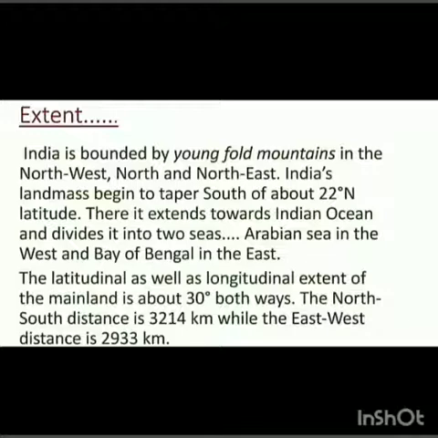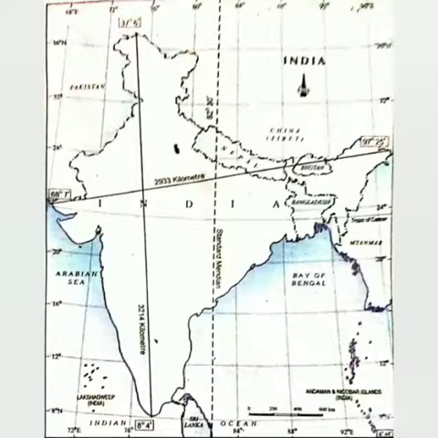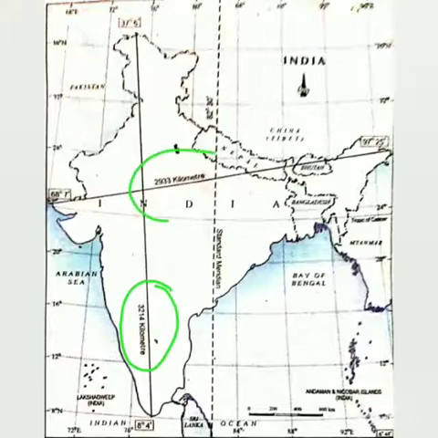I will show it to you once again. The distance north-south wise is 3,214 kilometers and the east-west distance is 2,933 kilometers. Now see in this picture, the north-south distance is 3,214 kilometers and the east-west distance is 2,933 kilometers.